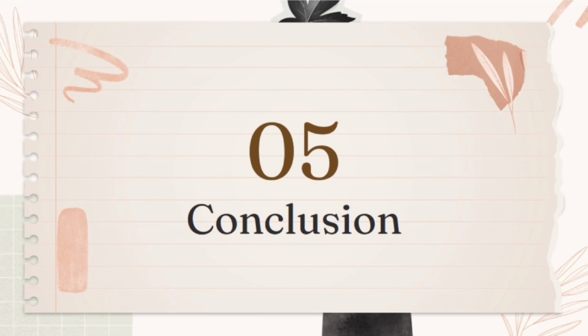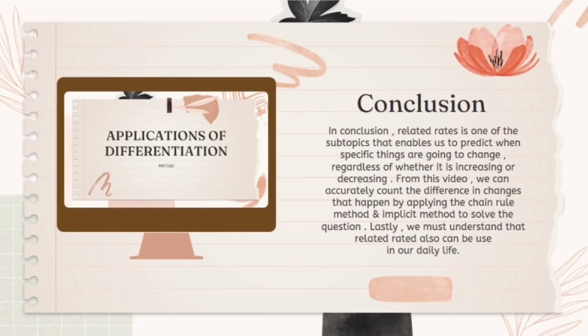In conclusion, related rates is one of the subtopics that enables us to predict how specific things are going to change, regardless of whether it is increasing or decreasing. From this video, we can accurately count the difference in changes that happen by applying the chain rule and implicit method to solve the question. Lastly, we must understand that related rates can also be used in our daily life.